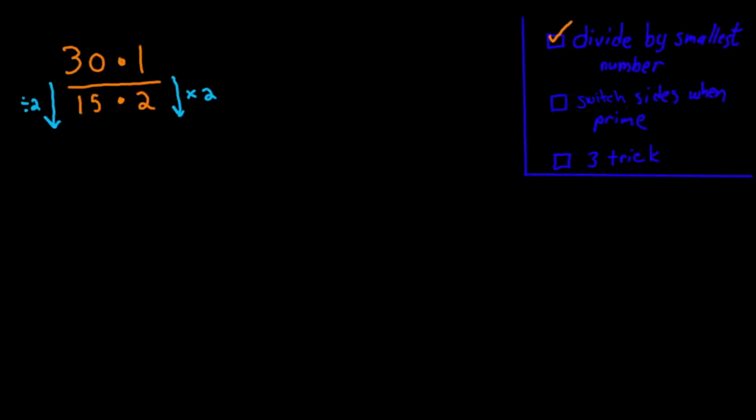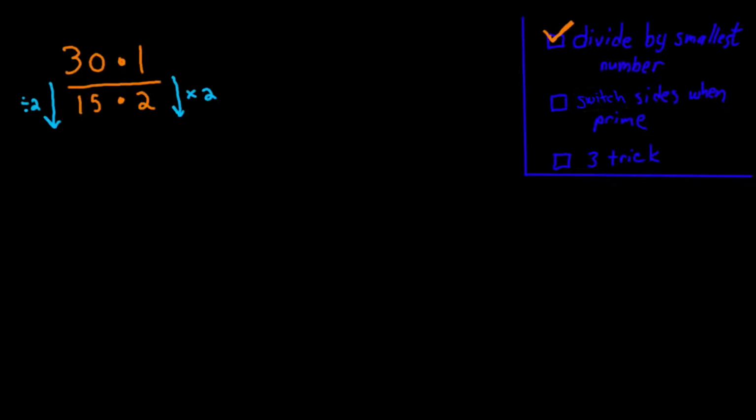So what can 15 be divided by? 15 can be divided by 3. It can be divided by 5. It can also be divided by 1 and 15, but you never want to use the same exact factors from the previous step. So you don't want to divide this thing by 15 because you're going to end up with a 1. So we're going to choose between either 3 or 5. So which one do we choose? We always divide by the smallest number. Always. So we're going to divide this thing by 3.